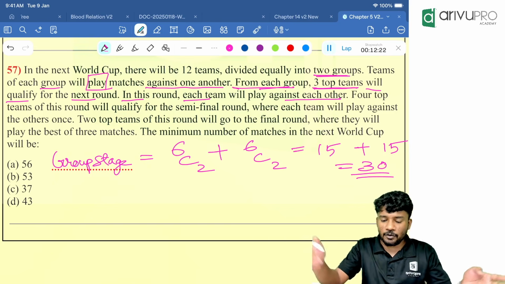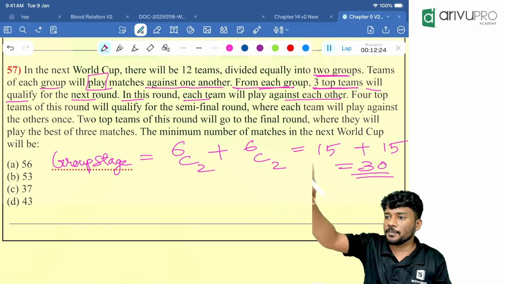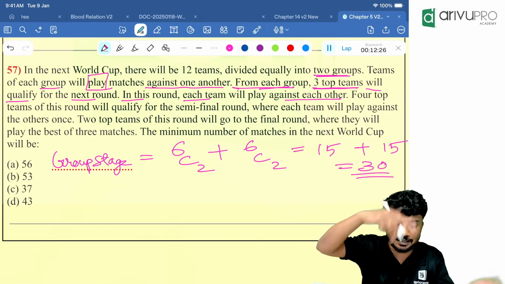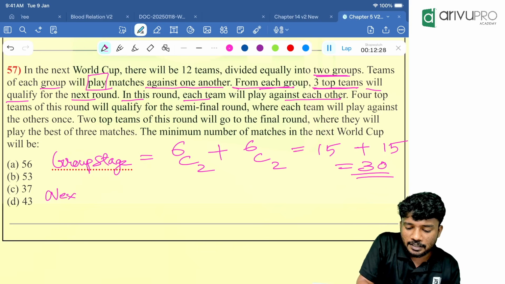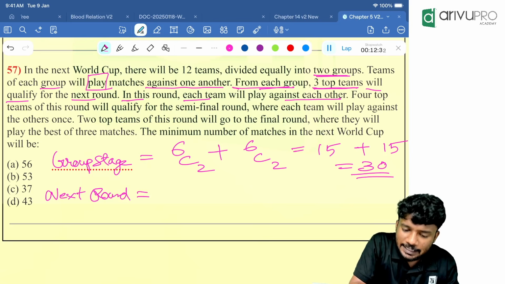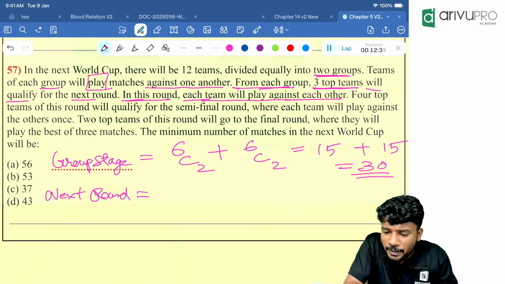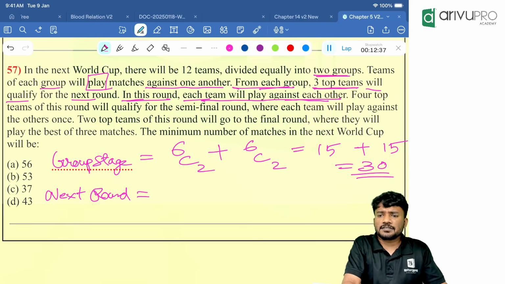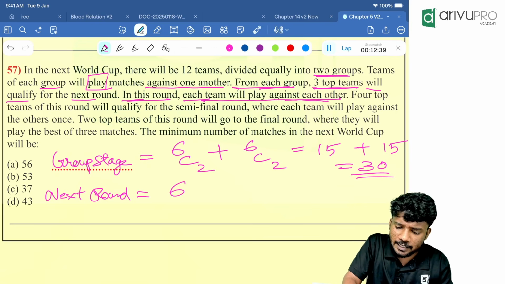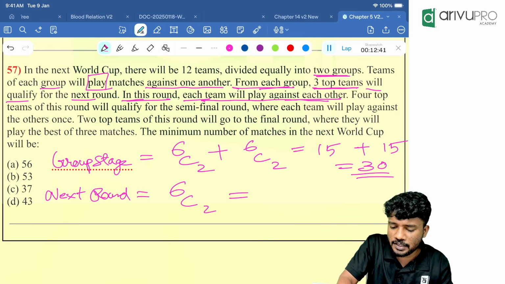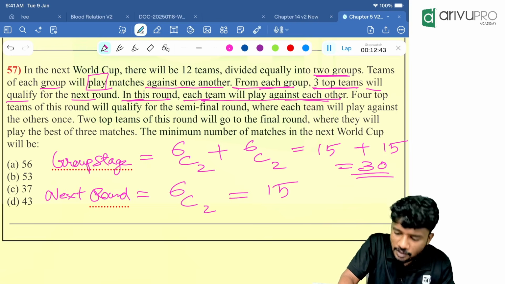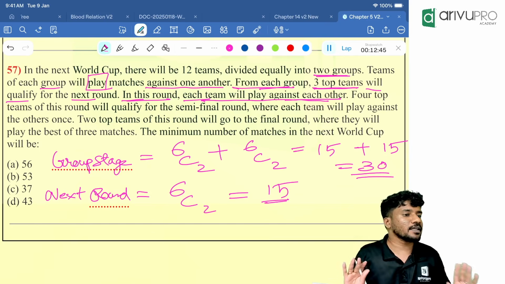Now, from each group, 3 top teams will qualify for the next round. From each group 3 is coming, so in total 6 teams will be there in the next round. In this round, each team will play against each other. Each other means we only consider one time they are playing. So 6C2, which is 6 into 5 divided by 2, which is 15. That is happening in the next round.